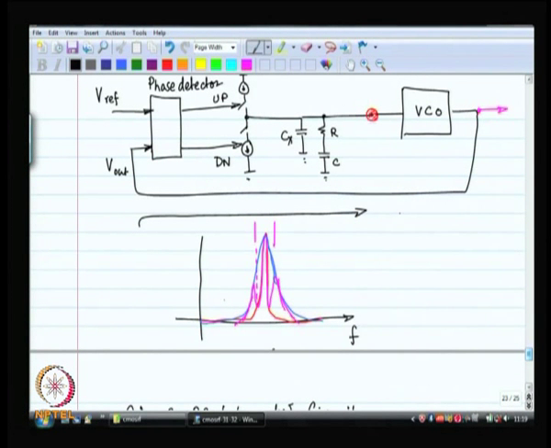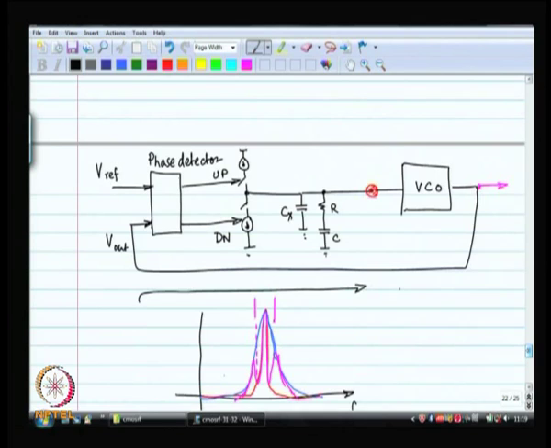Now, this is a phase lock loop in general. We said that our analysis works only when the loop bandwidth is some fraction of the oscillation frequency, something like 1/10 of the oscillation frequency. So, that is when the phase lock loop really is going to work.